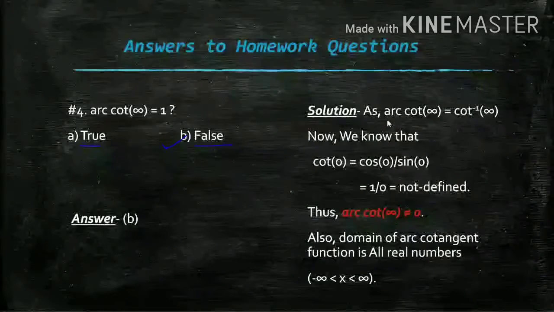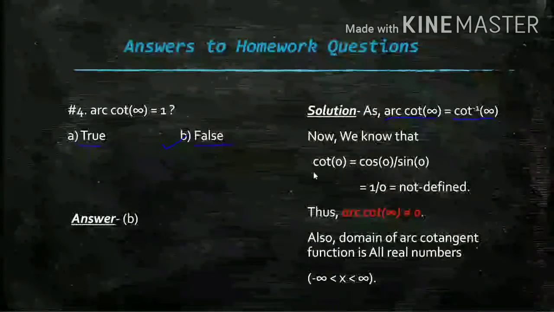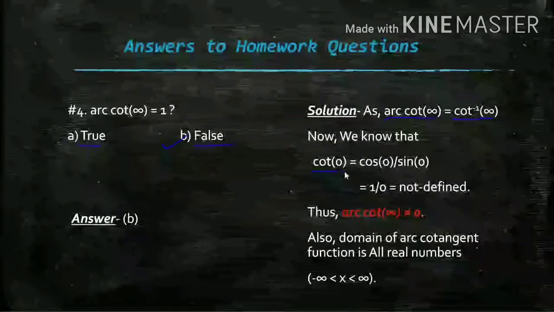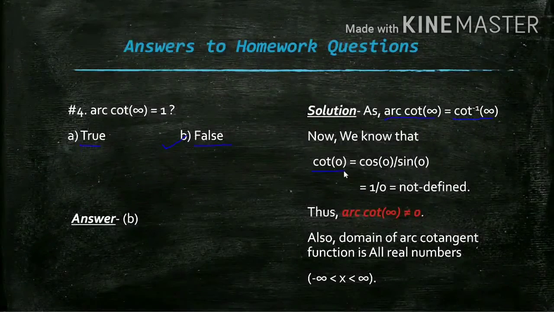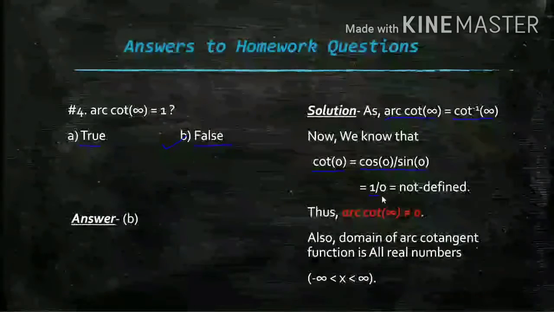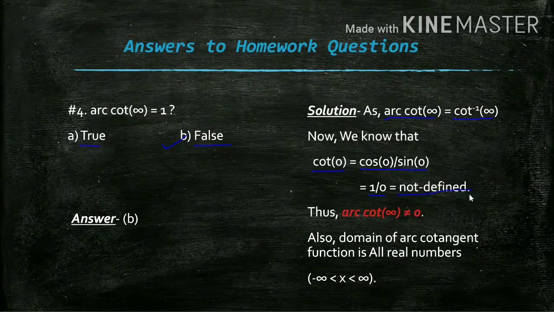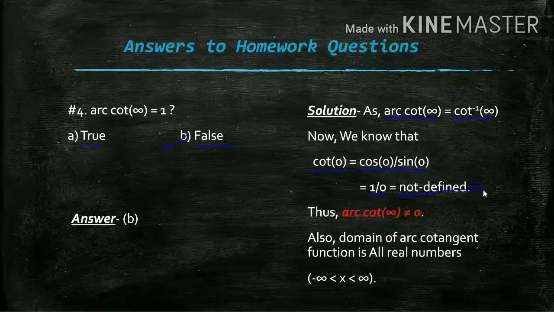First thing, if I write arc cot infinity, this is nothing but cot inverse infinity, right? Now, if for example I took 0, what is cot 0? Cot 0 is nothing but cos 0 over sin 0, which is nothing but 1 over 0, which is nothing but not defined. Okay, so basically I sometimes write not defined as infinity.